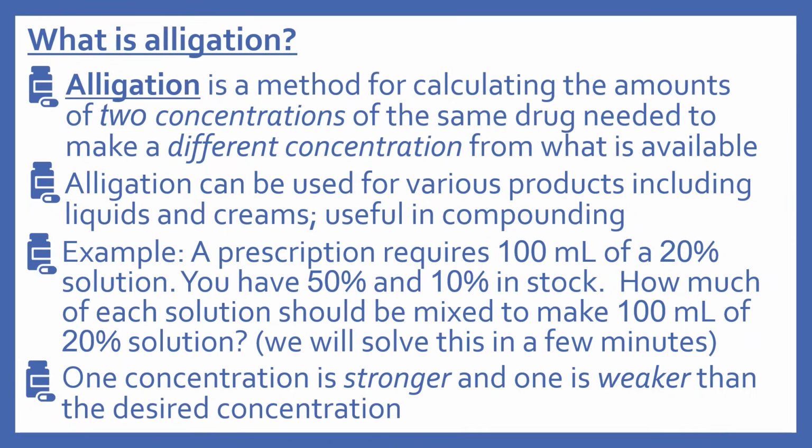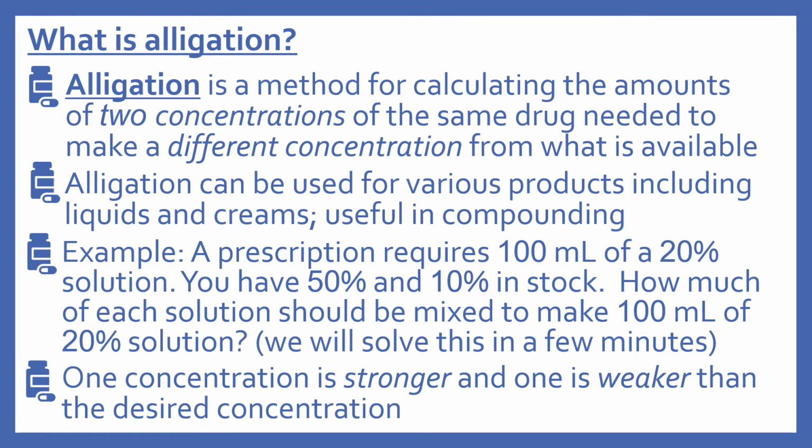So we'll begin with what is alligation. Alligation is a method for calculating the amounts of two concentrations of the same drug needed to make a different concentration from what is available. So alligation can be used for various products, including liquids and creams, and it's useful in compounding.